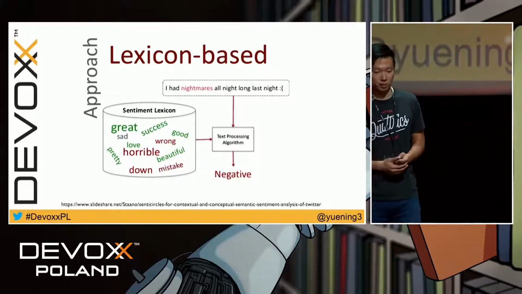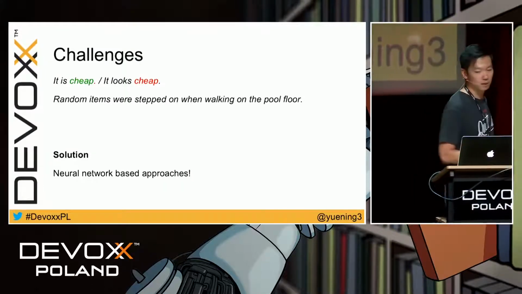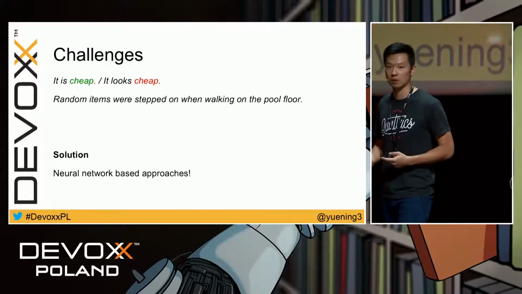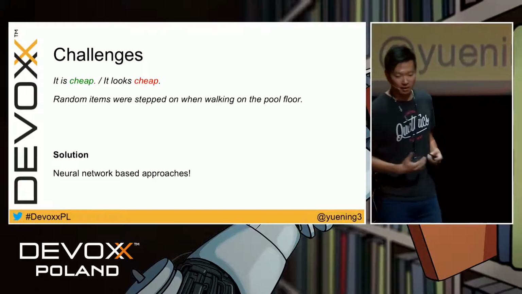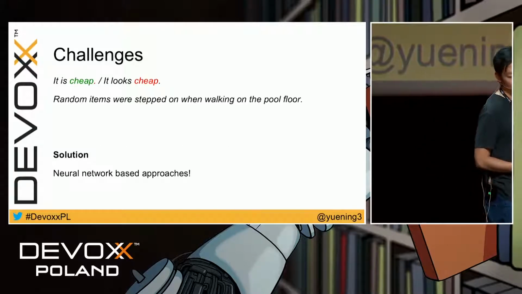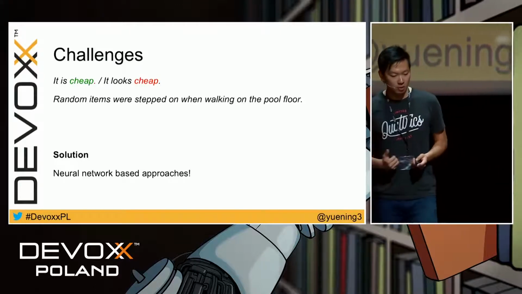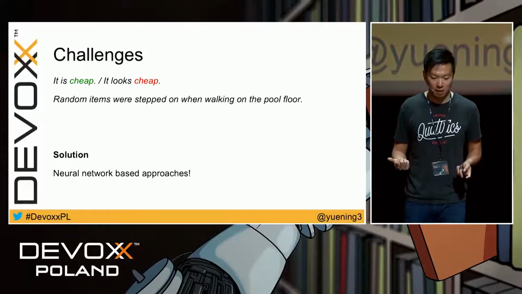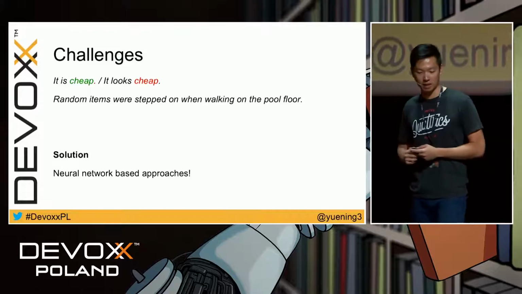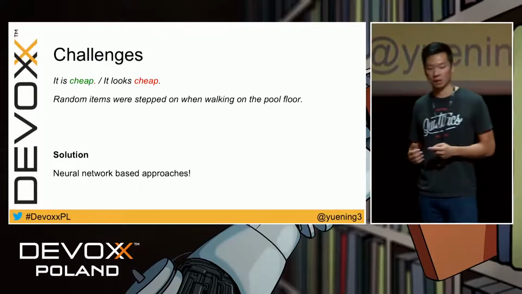But there are challenges with this. For example, take the sentiment word cheap. If we see it in the context that it is cheap, then it could be talking about price, and that's a good thing. But if it's talking about how it looks cheap, then that's related to the quality of the product, and that's pretty negative. And for the second one, we see random items were stepped on when walking on the pool floor. We know that's pretty bad, pretty negative, but there's not really a sentiment word in it, and it's really hard to make a rule for that.